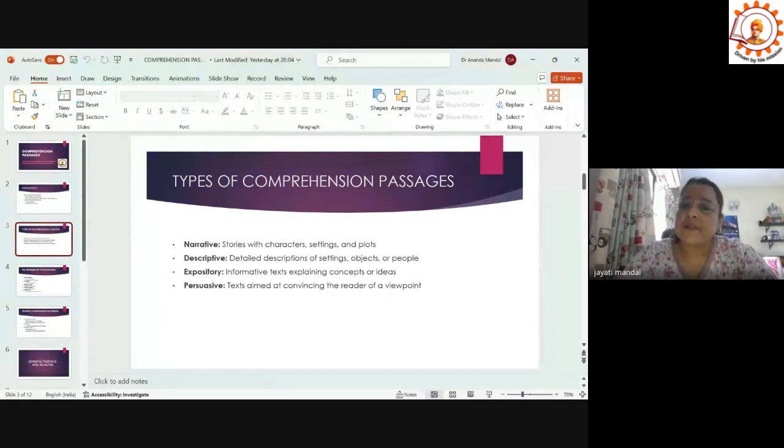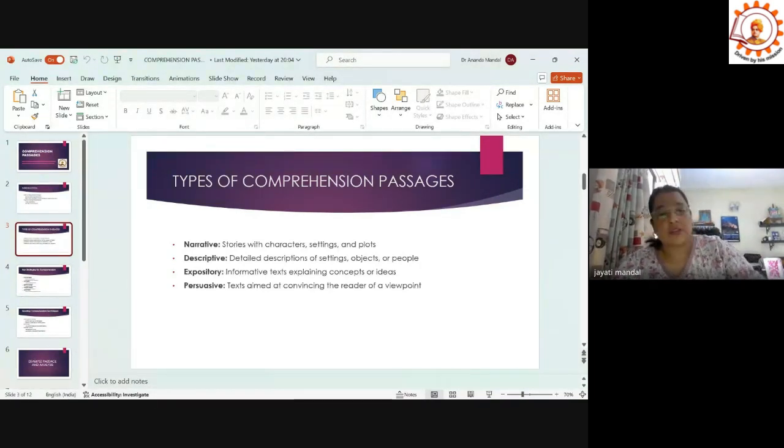And narrative. Narrative is stories with characters, different characters, settings and plots. If you think of any passage from Julius Caesar or Shakespeare's other dramas, that can be a narrative where the speakers are talking among themselves, or any events or past events that had happened that the author is saying. And the expository and persuasive, I have already explained. So going to your next one.